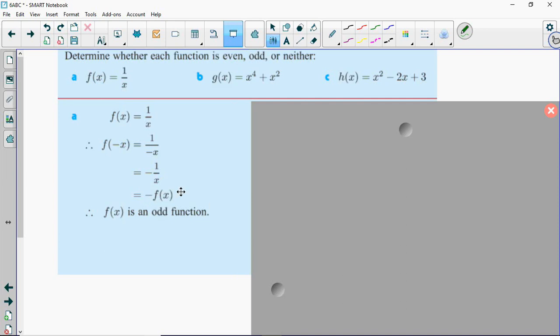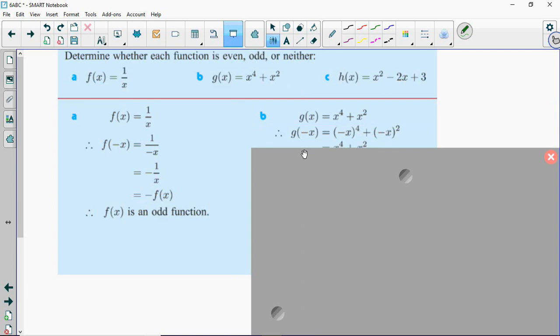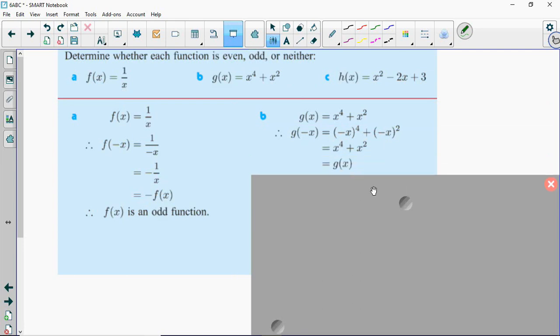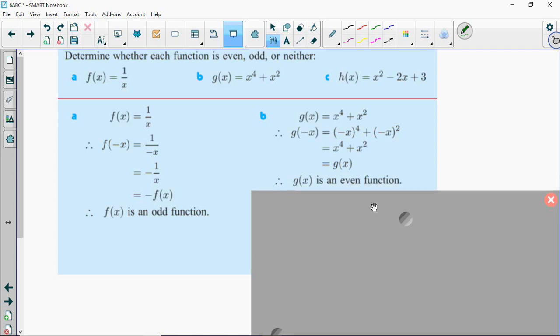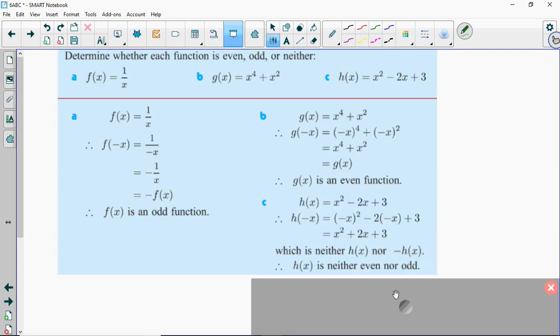so this is an odd function. In our second example, we put in negative x in. We recognize that negative x to the 4th is just the same thing as x to the 4th, same idea here with the x squared. Therefore, in this case, g of negative x is equal to g of x, so it's going to be even. And in this third one, we have an example where it's neither. We get this quadratic out. It's not the same as the original, but it's also not the original with just opposite signs, so it's neither.